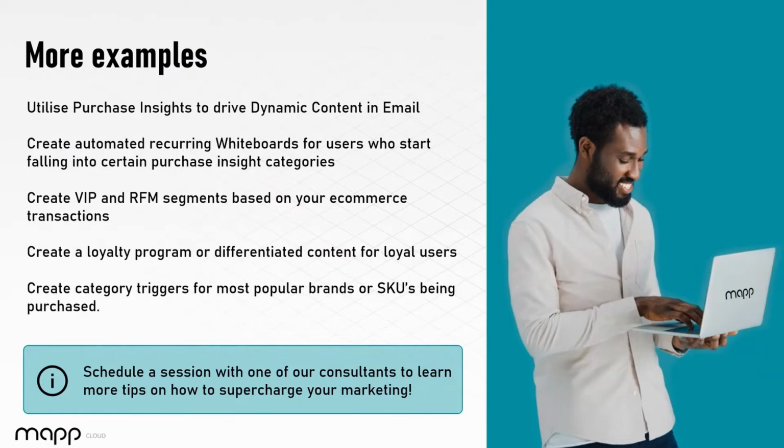However, we can also create automated recurring workflows for users who start falling into certain purchase insight categories. And this could trigger some automated workflows for yourselves. You could create VIP and RFM (recency, frequency, monetary) segments based upon your e-commerce transactions. You can create a loyalty program or differentiated content for those loyal users. Or you can even create category triggers for those most popular brands or SKUs being purchased.